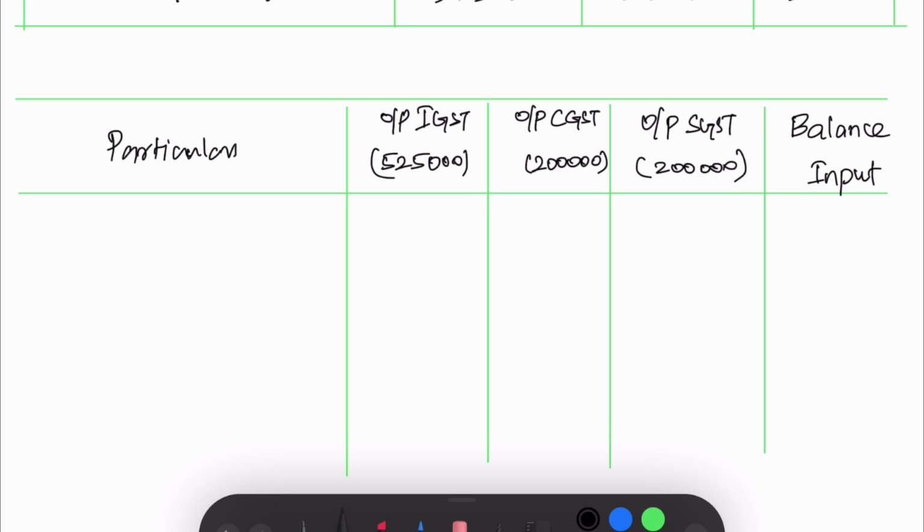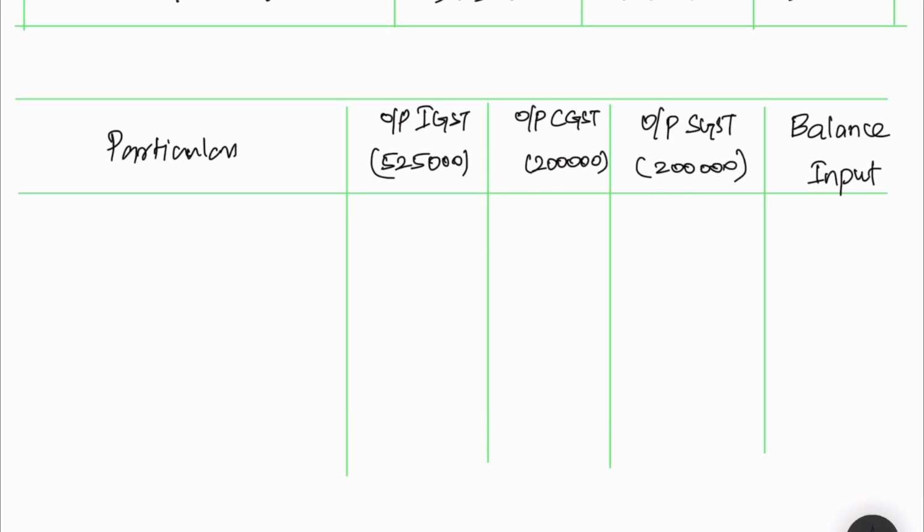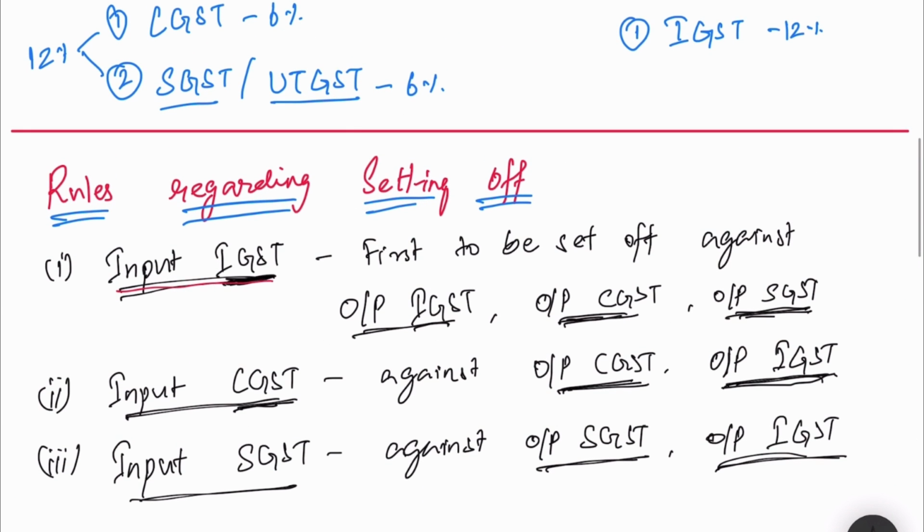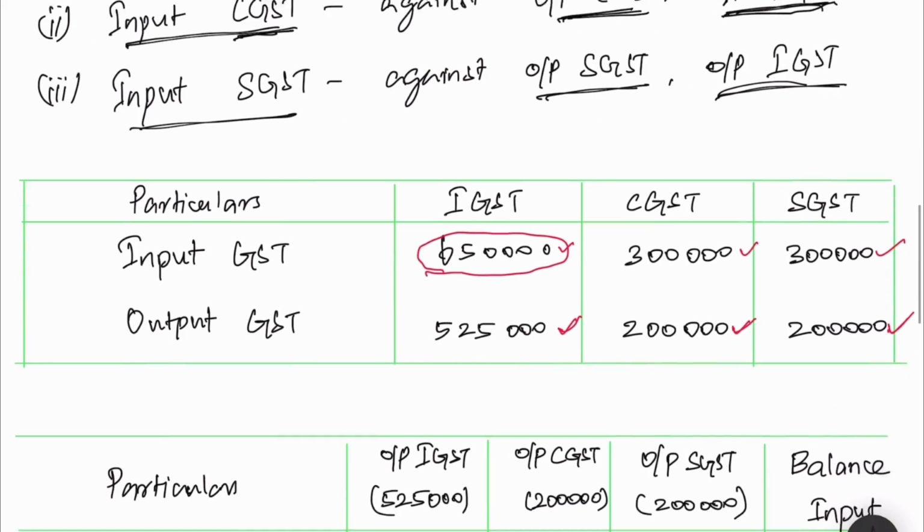At last you write balance input, that is after all setting off using IGST outputs, if some balance input is still there, that balance has to be maintained in the input account. The input account holds the taxes that we paid, and that will remain in the account until it is set off, because that is not our expense, we need not bear that expense. It will remain in the particular input account itself. So balance, write it here. So let's first set off input IGST, that is the first rule, right? Input IGST is first to be set off against all the outputs.